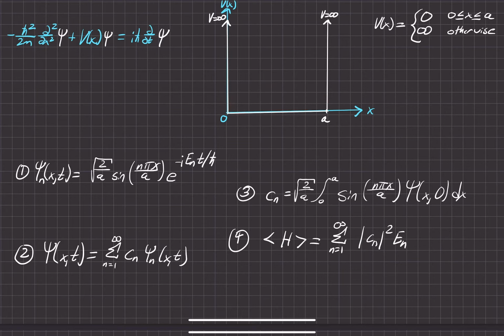When we apply this to the Schrodinger equation with potential equal to 0, the only place the particle can exist, we have a relatively simple differential equation to solve. And whenever you do solve it, you get point number 1. There are multiple solutions to this, and they can all be represented by these terms here. This is the spatial component, and this is the time component.